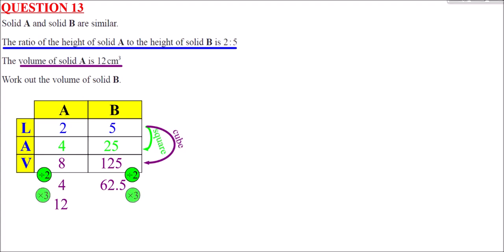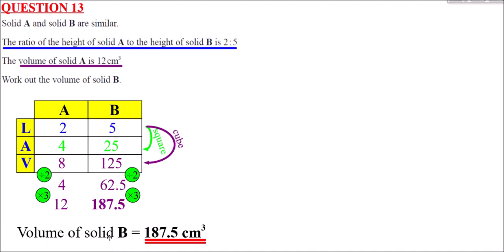So finally, multiplying both by 3, the volume of solid B would be 62.5 multiplied by 3. 60 multiplied by 3 is 180. 2.5 multiplied by 3 is 7.5. Putting those two bits together, the volume of B will be 187.5 cm cubed. And just to emphasize that, final line, the volume of solid B must therefore be 187.5 cubic centimetres.